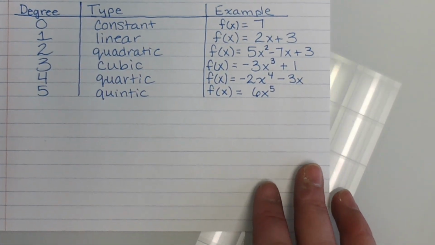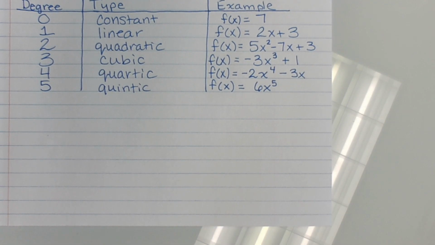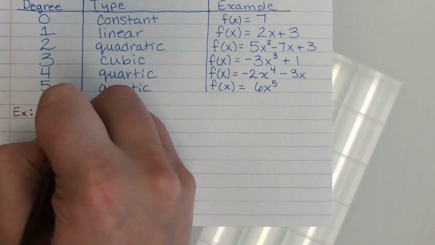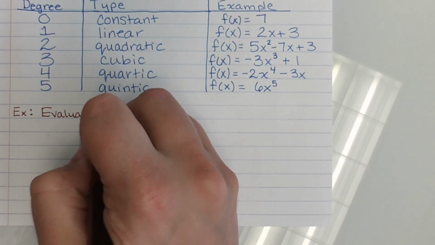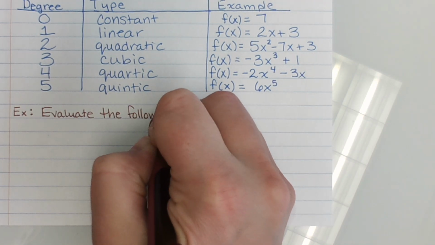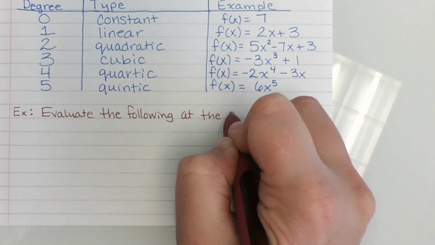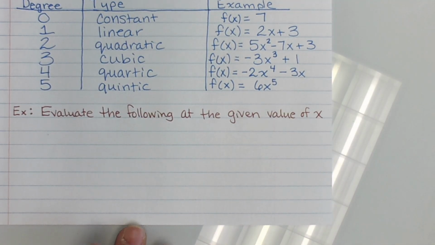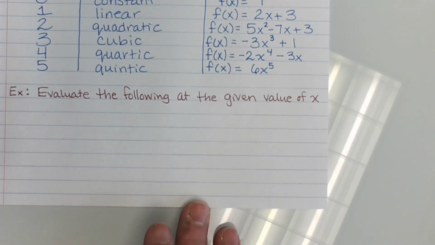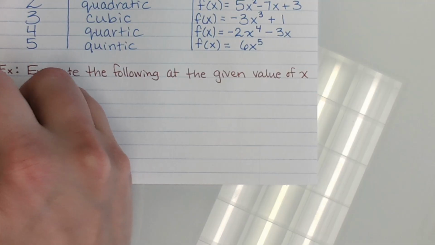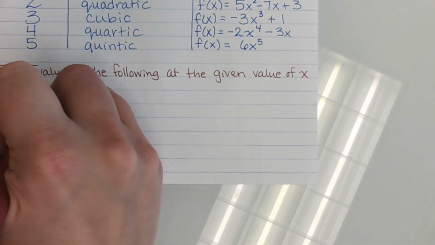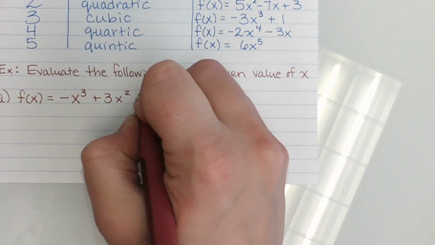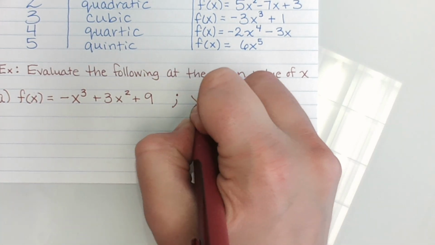There's one other thing you're going to see today. This last thing you've seen many times before. Evaluate the following at the given value of x. And then they'll do something like this. F of x is equal to negative x cubed plus 3x squared plus 9. And then they'll tell you x is equal to negative 4.